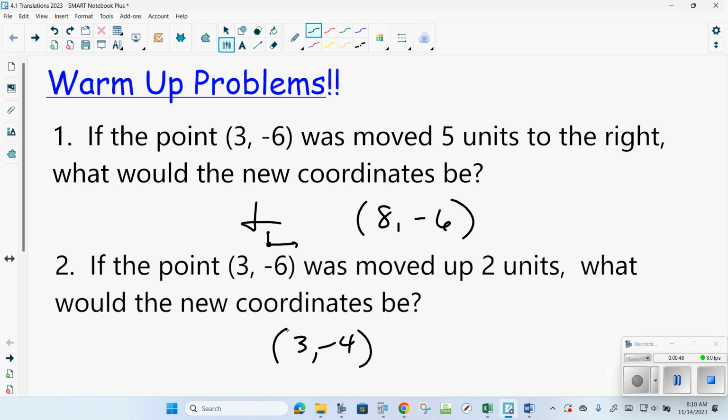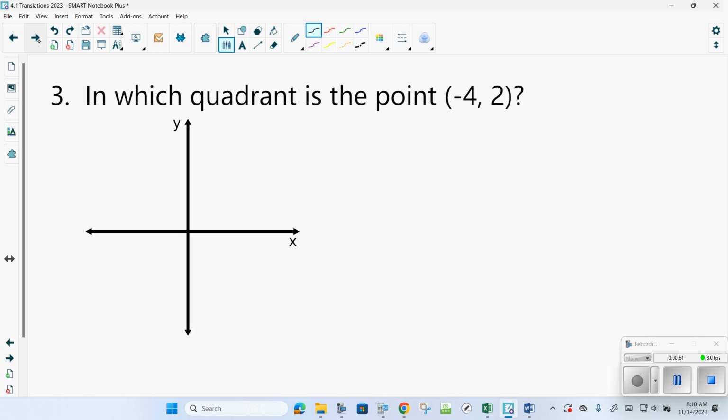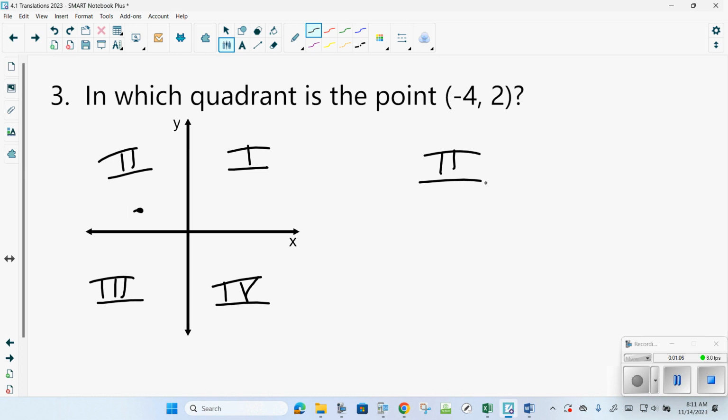I got one more here in the warm-up section. In which quadrant is (-4, 2)? Well, going around, it's quadrant 1, quadrant 2, quadrant 3, quadrant 4. So -4, +2 would be in the second quadrant.